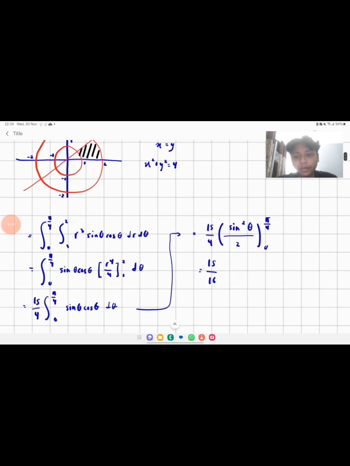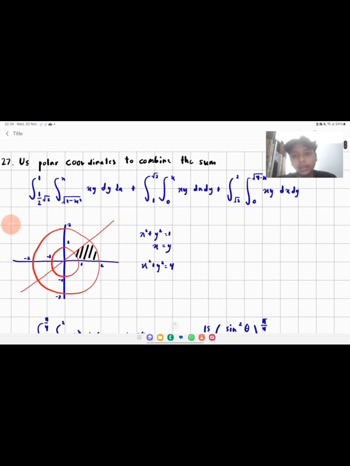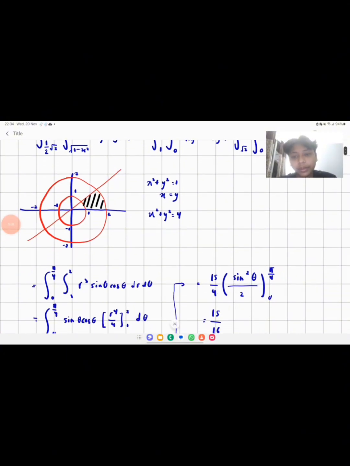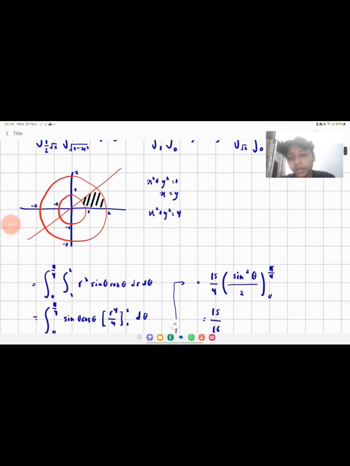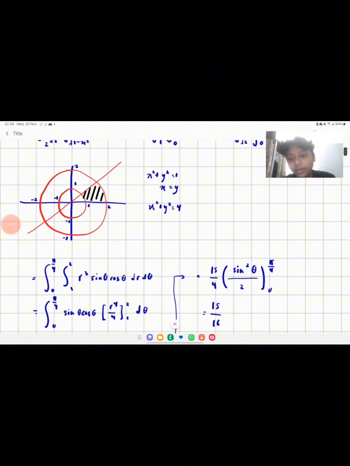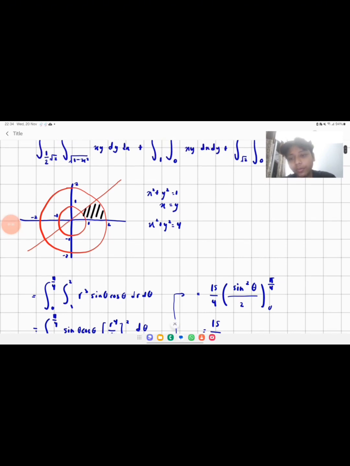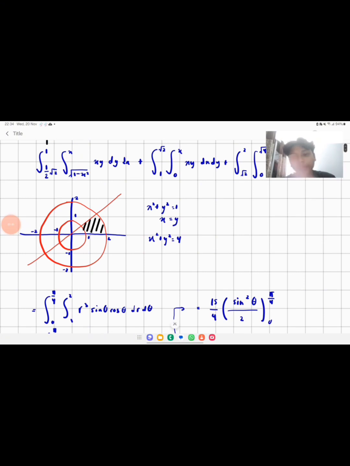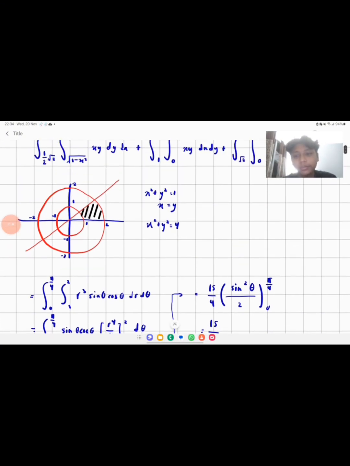So after deriving the limits, we get for r, the limit is from 1 to 2, and for theta we get from 0 to pi over 4 or 45 degrees, because x equals y, so it's 45 degrees, and in radians is pi over 4.